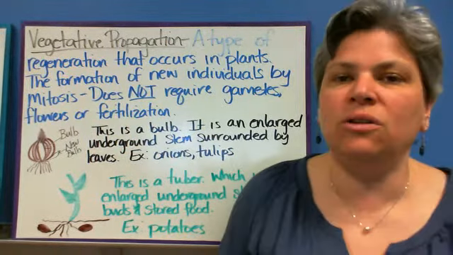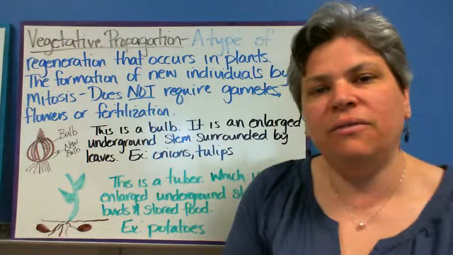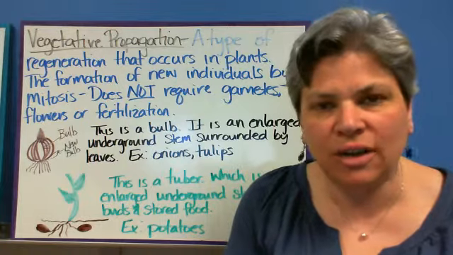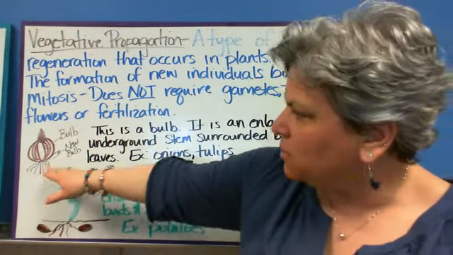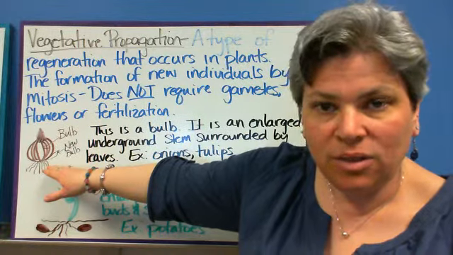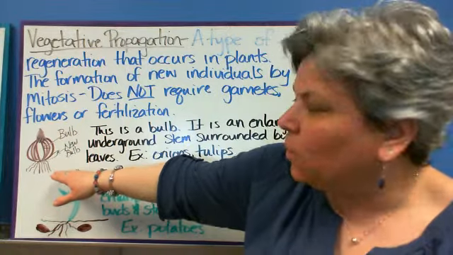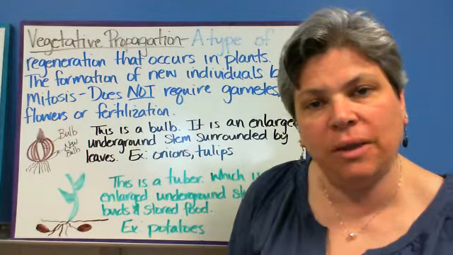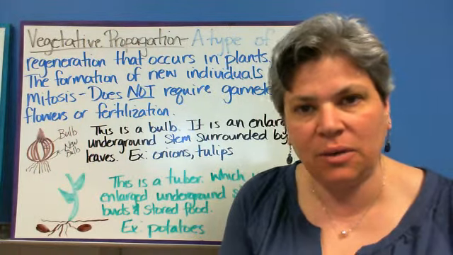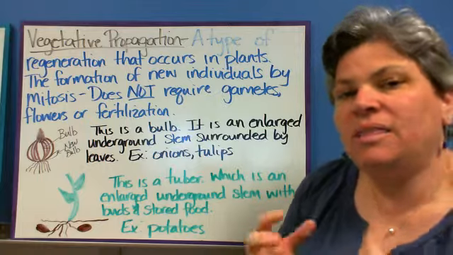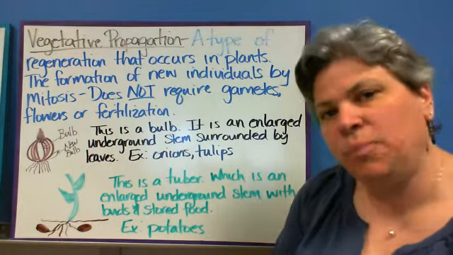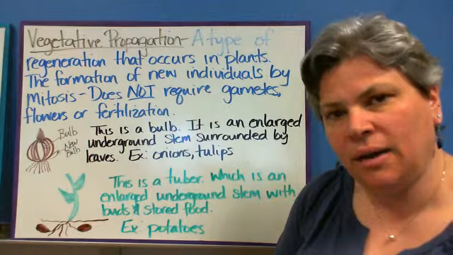So the first few that we're going to look at are what we refer to as natural vegetative propagation. So these things occur in nature all the time. And the first one, what I'm trying to draw for you here, is a bulb. So this would be like an onion, or maybe a tulip if somebody at your house plants bulbs outside and then you get the flowers in the spring. It is a bulb. It's an enlarged underground stem surrounded by leaves. So all of the nutrients that it needs are in that bulb, and it will continue to grow. And they will actually produce and keep producing new ones from that original one.